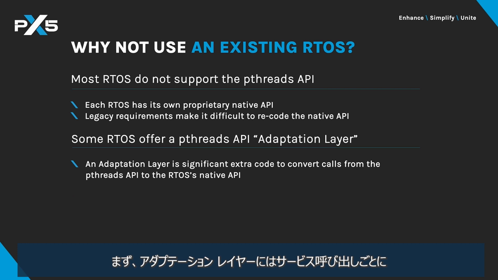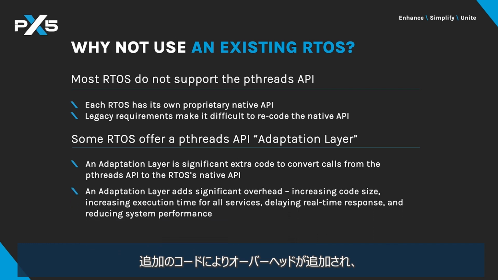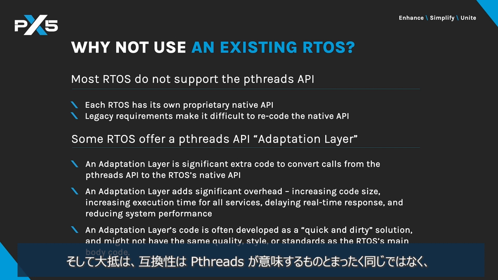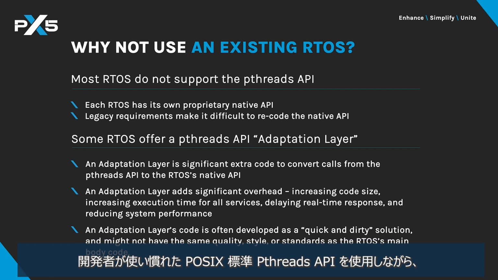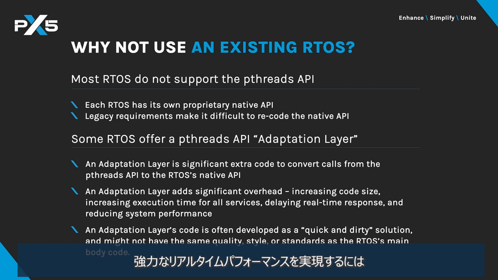First, an adaptation layer involves a significant amount of additional code for each service call. That extra code adds overhead that slows down the service's performance and also increases overall code size. Often, such an adaptation layer is developed independently of the RTOS, with different coding style, quality, or standards. And often, the compatibility isn't quite exactly what pthreads implies, meaning either extra code or an exception in compatibility. So what's the answer? How can developers use the familiar POSIX standard pthreads API and still get hard real-time performance, small code size, and a simple, easy-to-use RTOS?